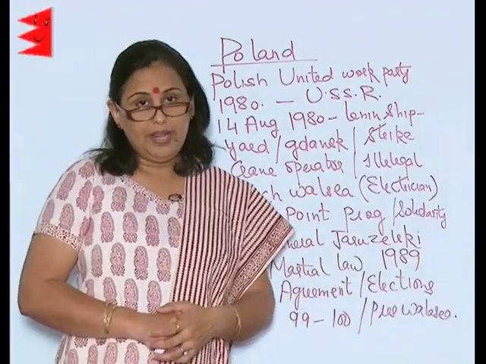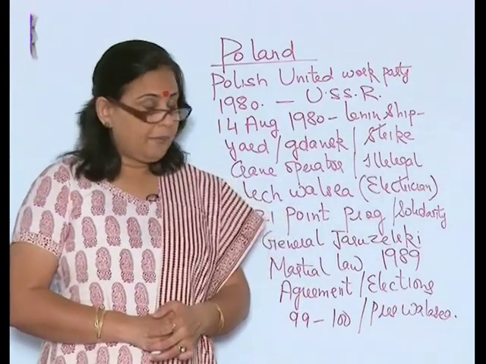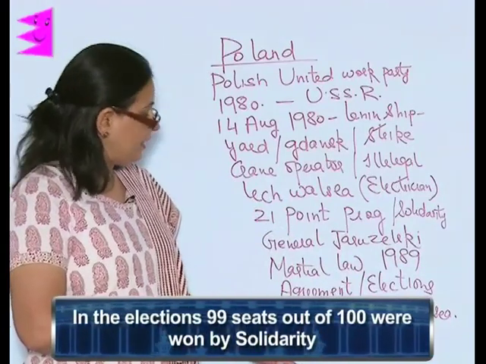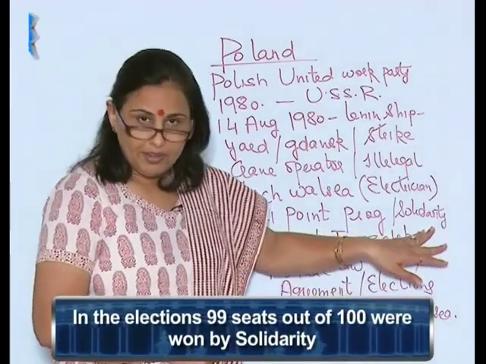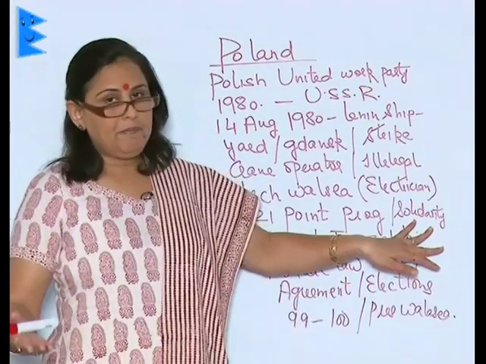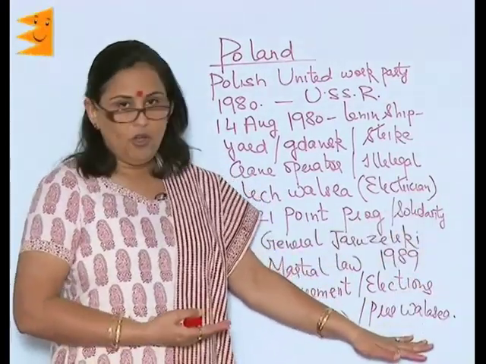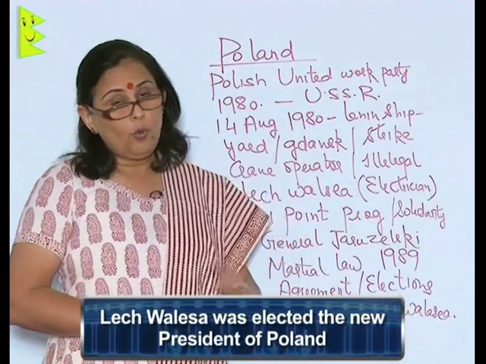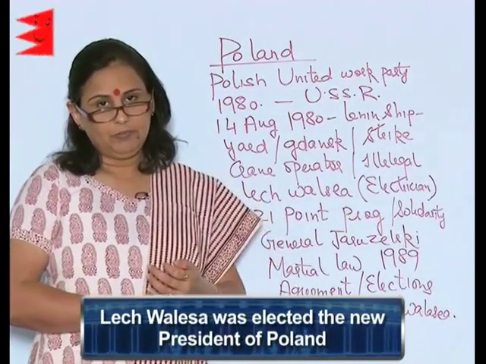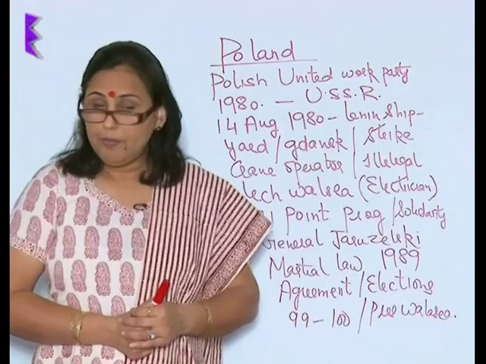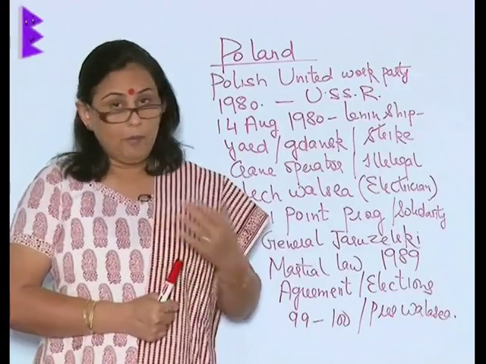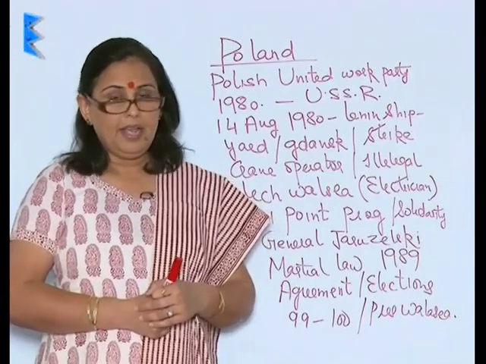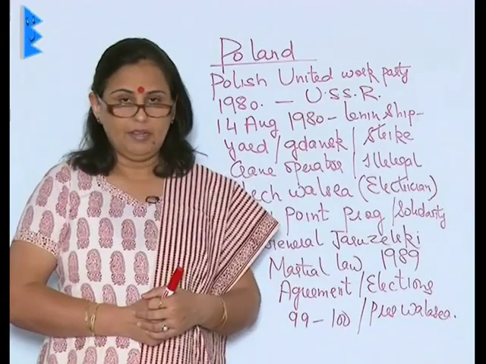When the elections took place in 1989, surprisingly, out of the 100 seats, 99 seats were won by the Solidarity, which clearly meant that the next president of the country was the person who had headed this organization. So democracy was restored in Poland, a popular government which the people had been aspiring and demanding for many years.